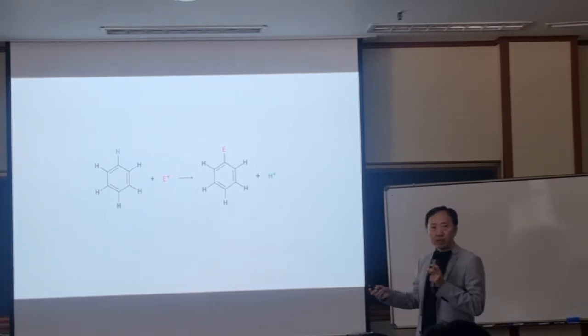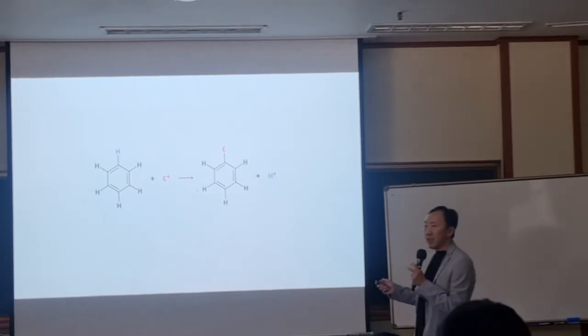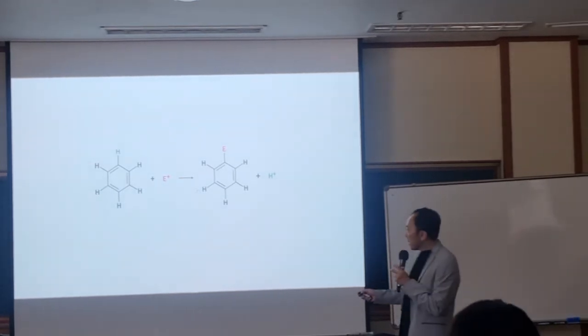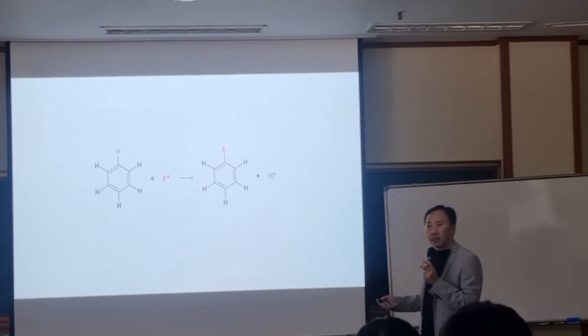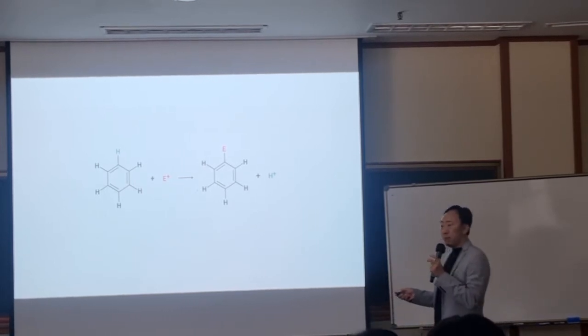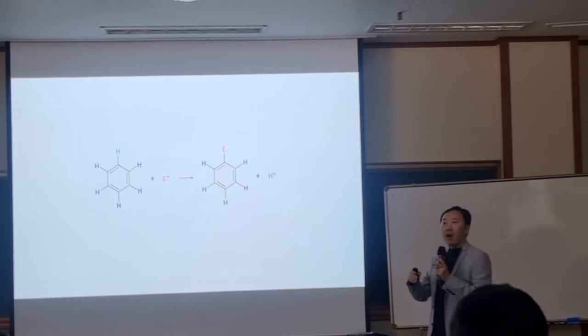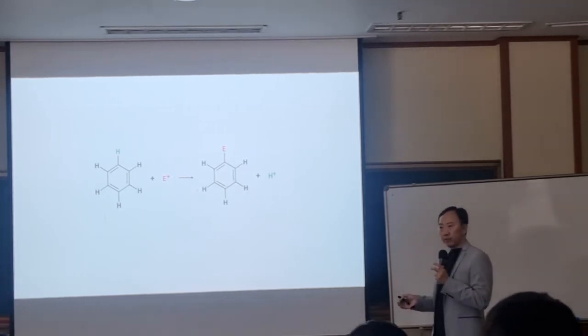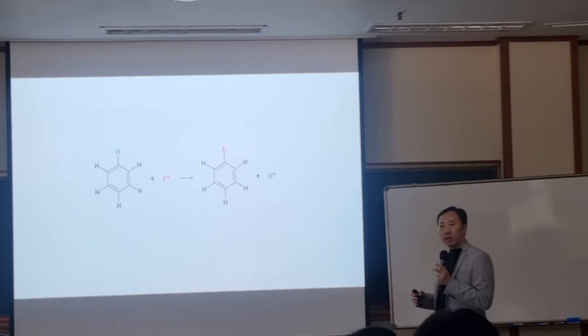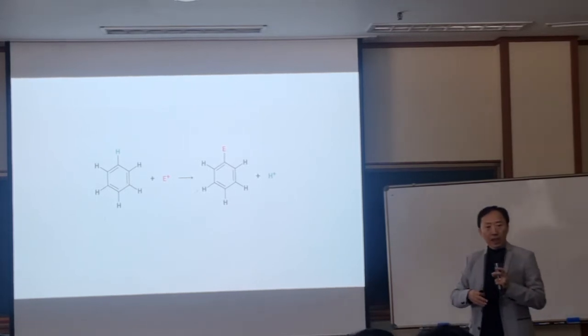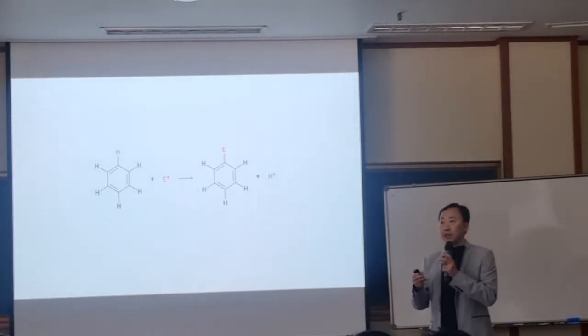To give a little further information, an aromatic ring is involved here. If it is just a simple alkene, that's just electrophilic addition. But this is aromatic, so we call it electrophilic aromatic substitution. But simply, we can say nucleophilic addition and electrophilic addition. Okay, that's a different character.